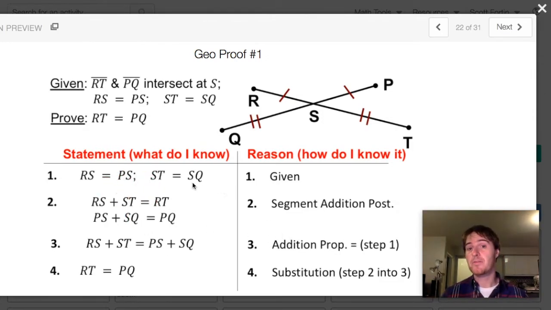That's the addition property of equality from step 1. And then finally, because RT equals RS plus ST, substitute RT right here. Because PQ equals PS plus SQ, substitute PQ right there.